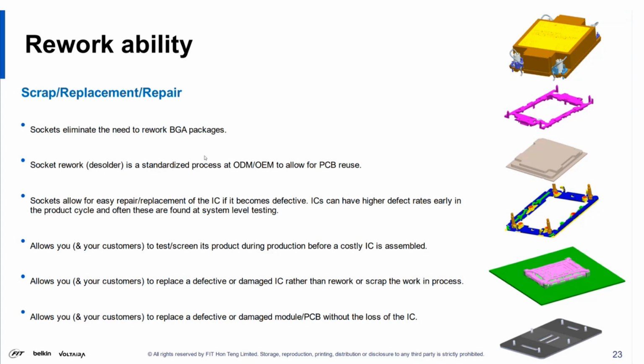Sockets allow you and your customers to replace a defective or damaged IC rather than reworking or scrapping the work in progress. So if there's a defective IC, you don't have to worry about reworking or scrapping the entire system level board. You simply take the chip out and put another one in. Or if there's another device on the board that has issues, you can save the IC and use it in another system, or take it out while you're doing rework.